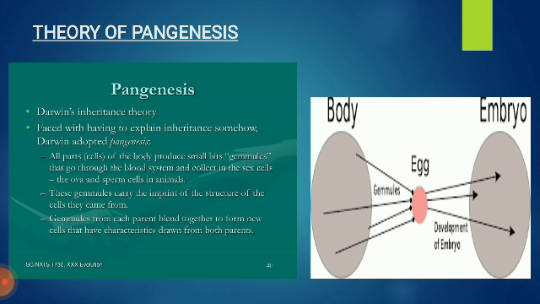Next is the theory of pangenesis. In pangenesis, Darwin postulated that all parts of the body produce small bits, which we call gemmules, that go through the blood system and collect in the sex cells, the ova and sperm cells in animals. These gemmules carry the imprint of the structure of the cells they came from. Gemmules from each parent blend together to form new cells that have characteristics drawn from both parents. In the picture you see that the body ejects gemmules which attach to the eggs, and then they develop into an embryo.